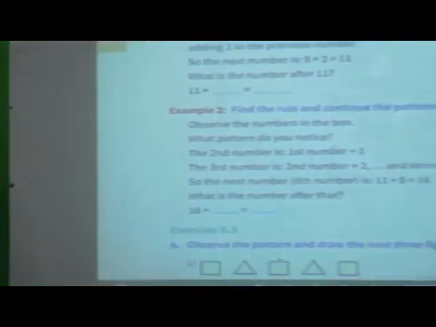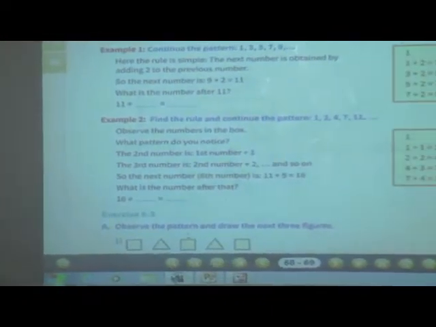In our previous session we have studied about symmetry, axis of symmetry, even mirror image and pattern. So today we will study about pattern and tessellation. Open the textbook, lesson number 5, page number 69.